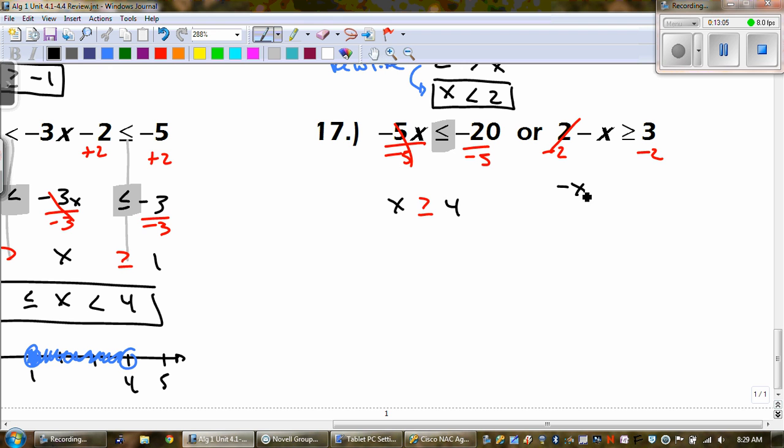And we get negative x is greater than or equal to 1. And then to get the x all by itself, we have to divide by a negative 1. We divided by a negative, so we have to flip the sign. Okay? Now, the only thing that's wrong with this is we have to write it in order, so I'm putting my lowest number first, or x is greater than or equal to 4.